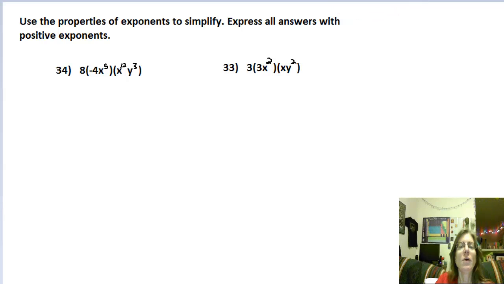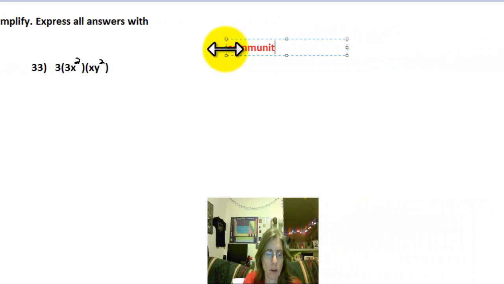Okay, the first thing we want to do with this is do not do any distribution. Do not distribute the 8. We don't do distribution when everything is multiplication. There's no addition or subtraction along the way here. Everything is multiplied. So the commutative property applies, which means you can multiply things in any order, just as you can add in any order.